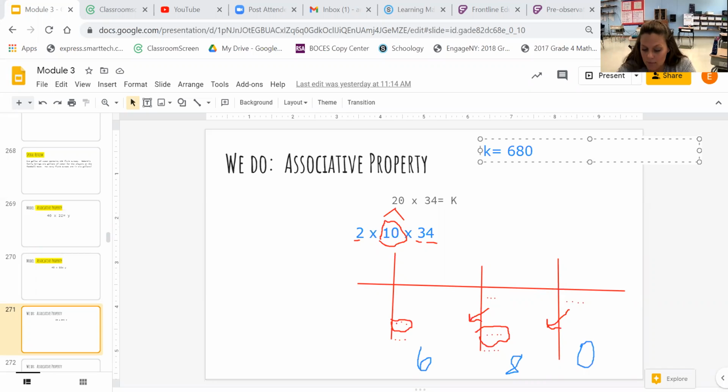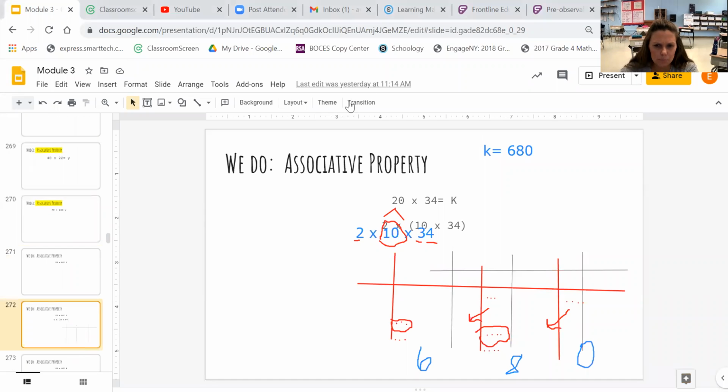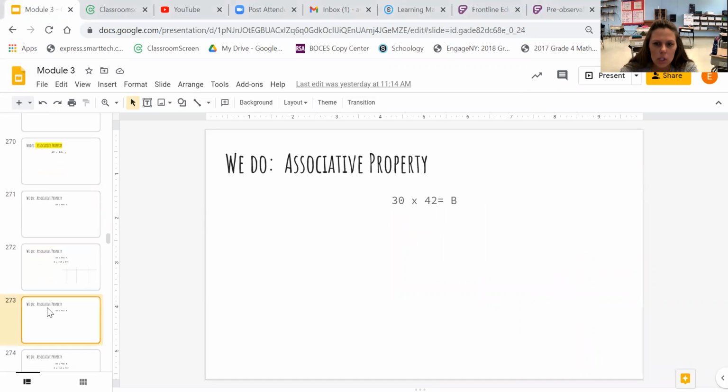This next one I'm going to have you try all by yourself and then check back with me to see that you did it correctly, okay? Let's check it out. Your equation is 30 times 42, and the variable you're solving for is b. Go ahead.